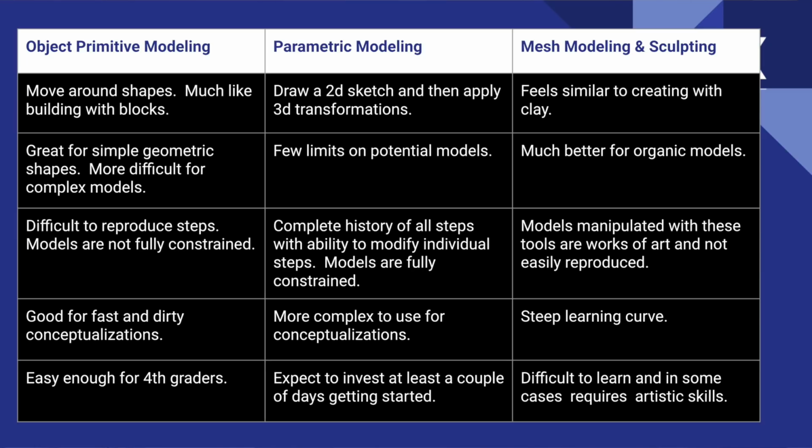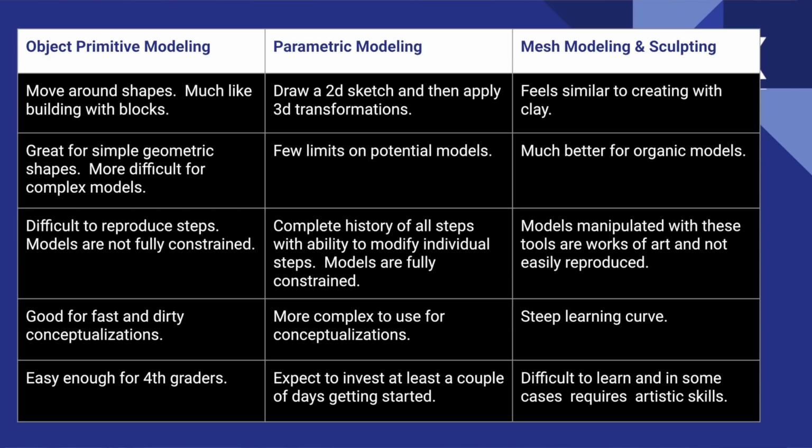So the first category I'll refer to as object primitive modeling. The next category, parametric modeling. And the third category, mesh modeling or sculpting. I really spend very little time with the third category. I'll explain why in a minute. In object primitive modeling, you basically start with predefined shapes, cubes, pyramids, spheres, and by combining those shapes together on your screen, you build objects.